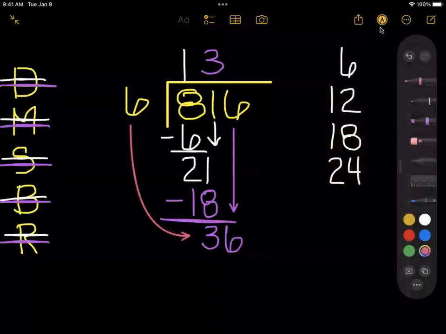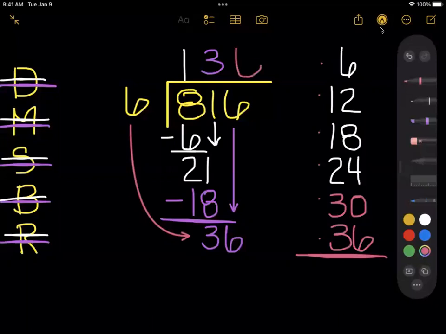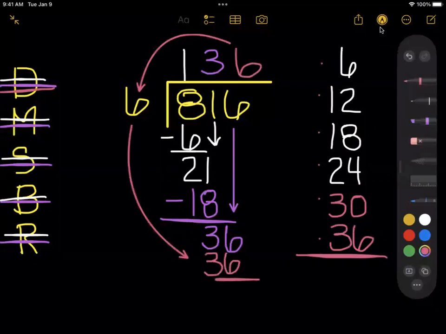So 24 plus 6 is 30. And 30 plus 6 is 36. Aha, that is exactly the number we're looking for. So I'm going to stop the list there. I count 1, 2, 3, 4, 5, 6 6s that got me to 36. So I'm going to put a 6 up here at the top, and that was the division step. My next step is to multiply. So I'm going to multiply the number I just put on the top times the number I'm dividing by. In this case, that would be 6 times 6, which equals 36.